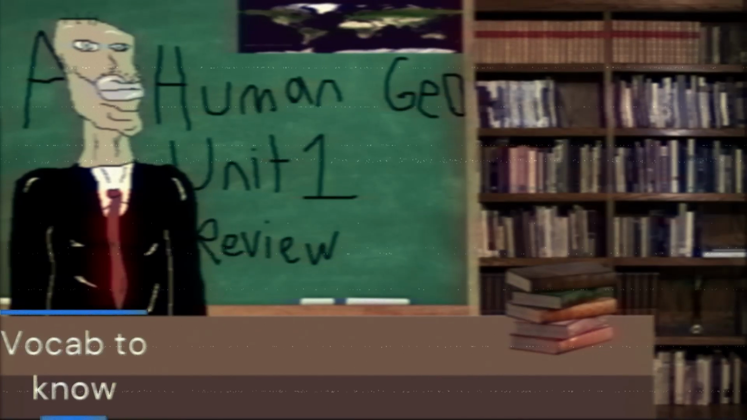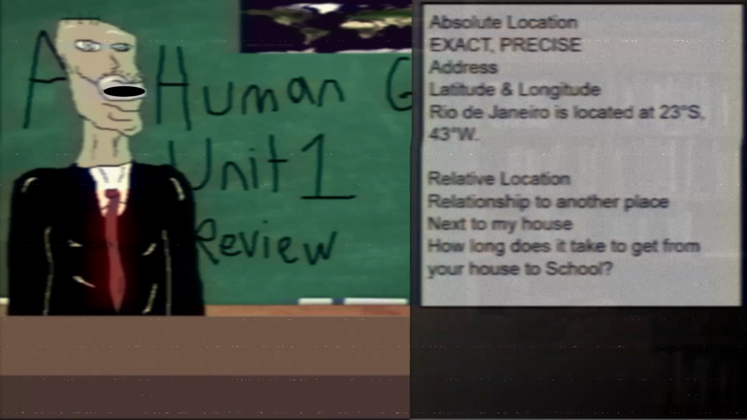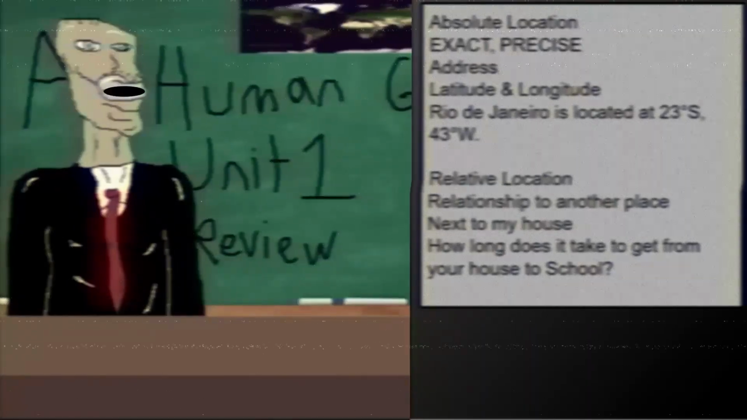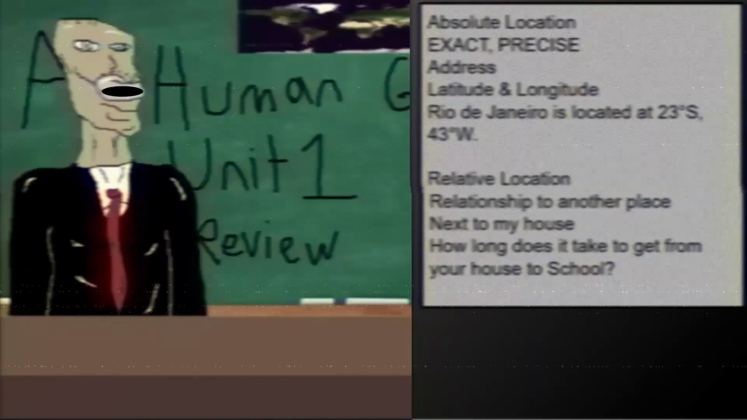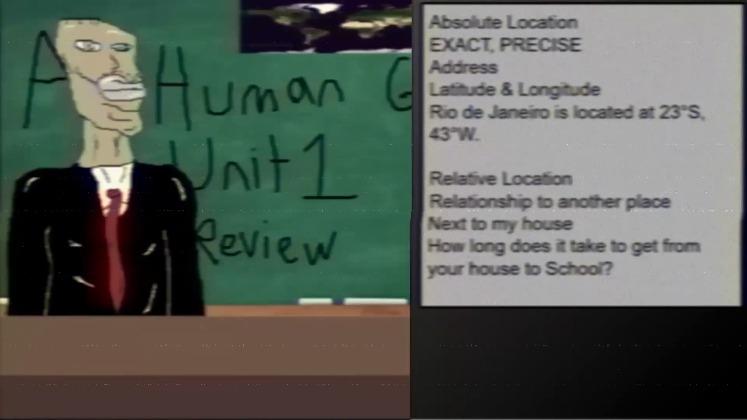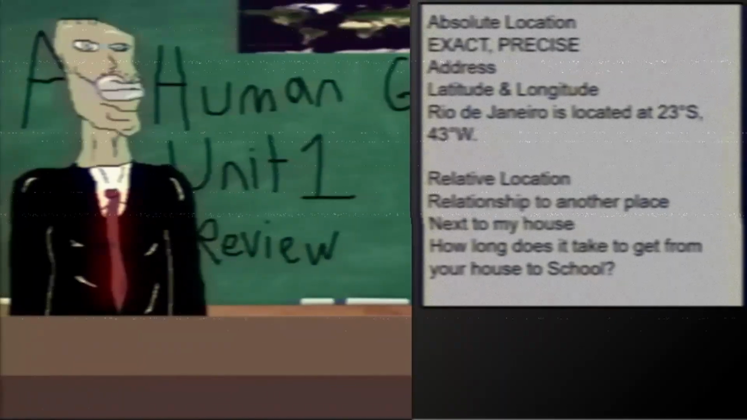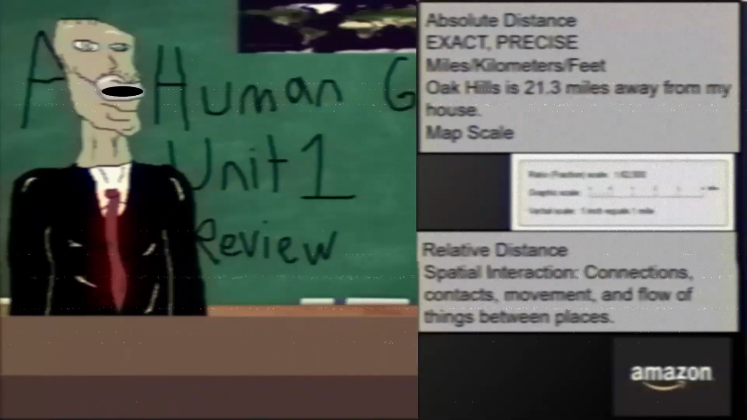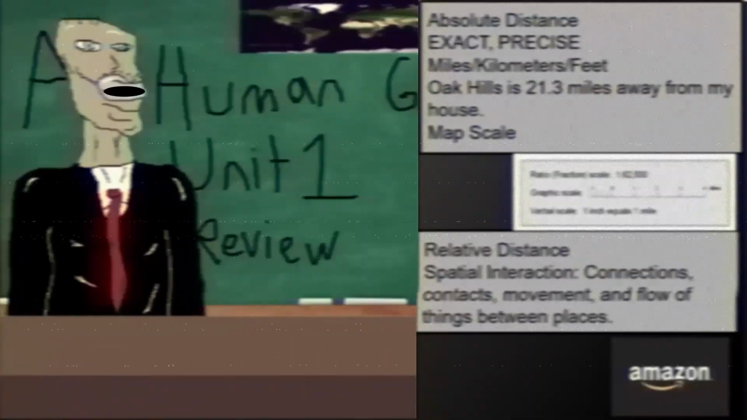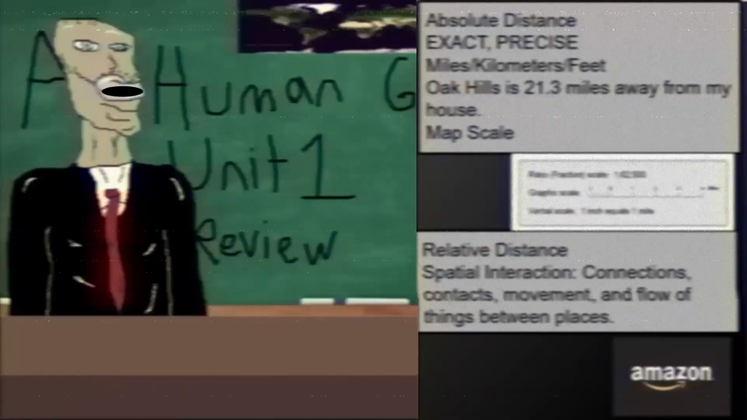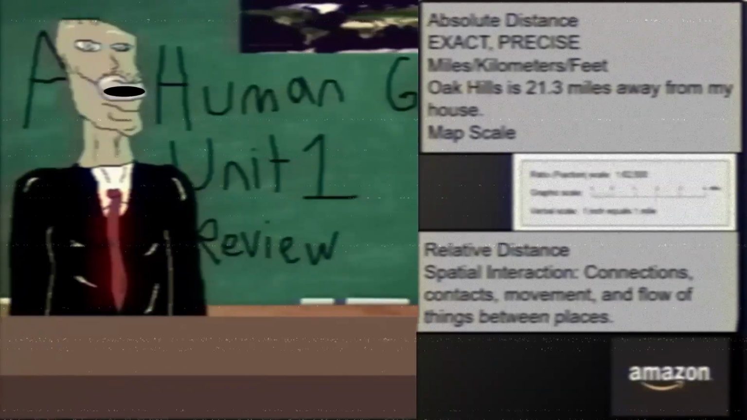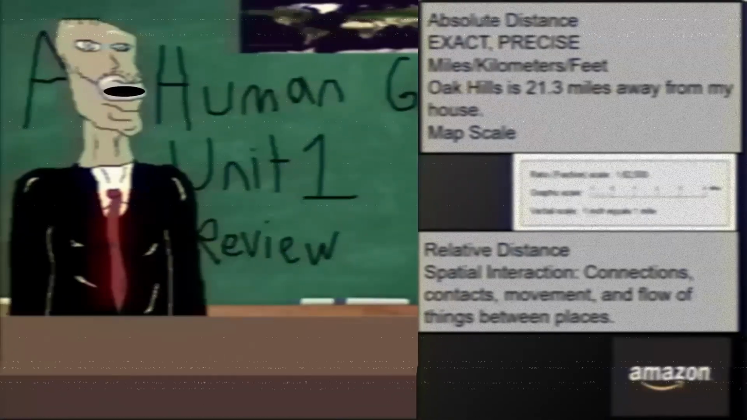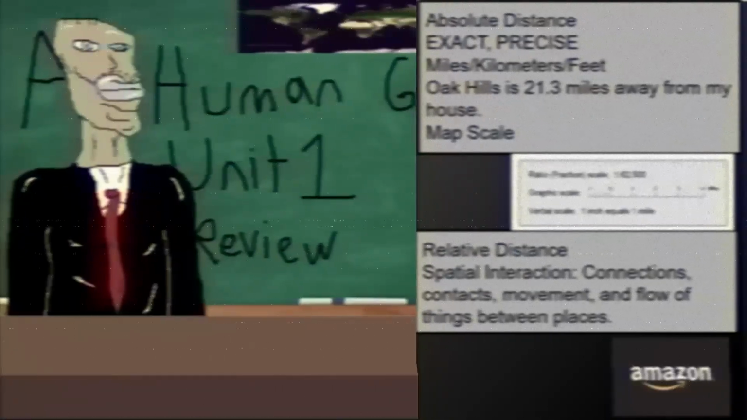Now, some of you should know: absolute location is the exact location. On the other hand, relative location is the approximate location, normally using other locations as a rough estimate. Absolute distance is the exact distance in miles, kilometers, or feet. Meanwhile, relative distance is the spatial interaction and flow of things through places.